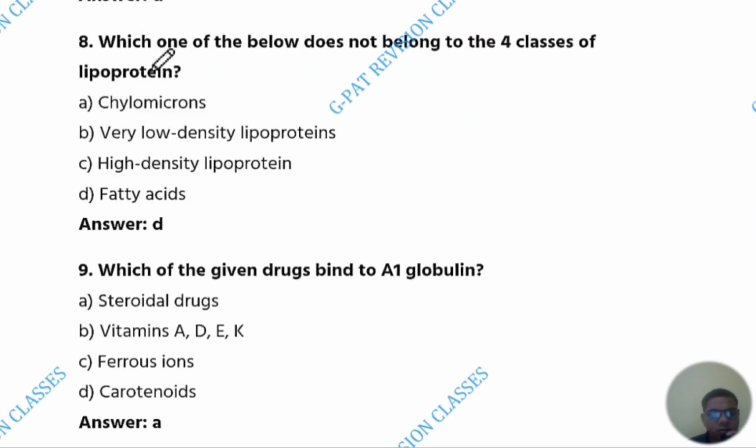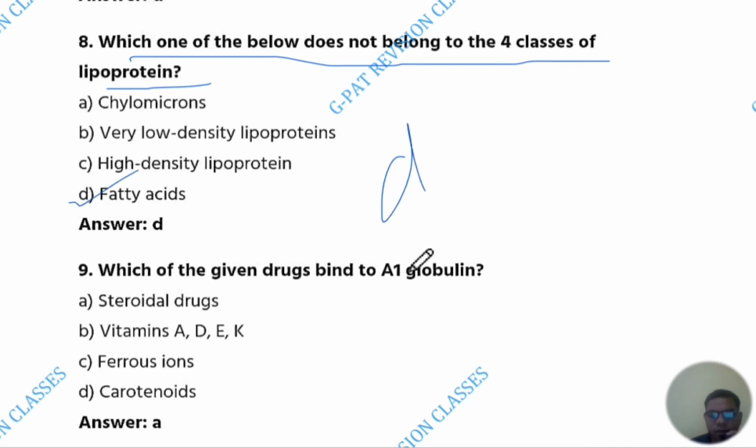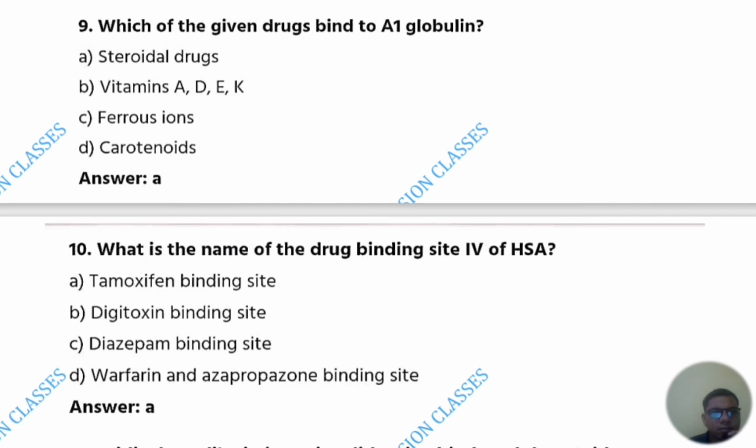Next is question number. Which one of the below does not belong to the 4 class of lipoprotein? The answer is D, fatty acid. Okay. Next is which of the given drug bind to A1 globulins? The answer is A, steroidal drug. The answer is A. Okay.